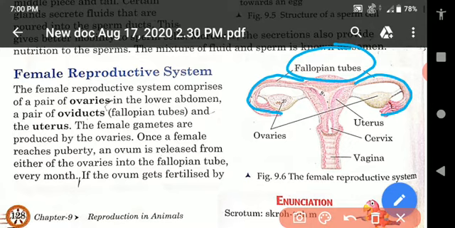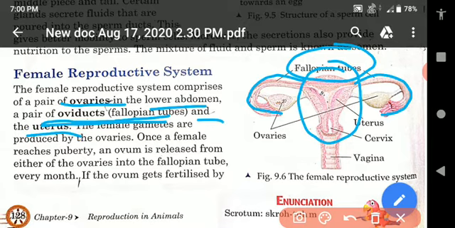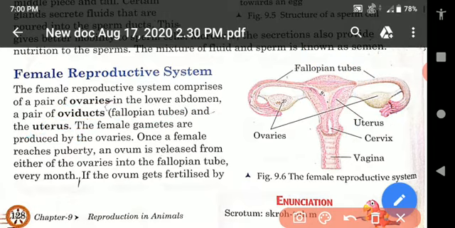At the lower region you can see there are two ovaries, and these two ovaries are almost attached with two oviducts. Although these oviducts are not actually attached with them, they only cover them. So a pair of oviducts, also called fallopian tubes. And the uterus, this is the pear-shaped structure. It is an inverted pear-like structure that is attached with the fallopian tube. Understood?